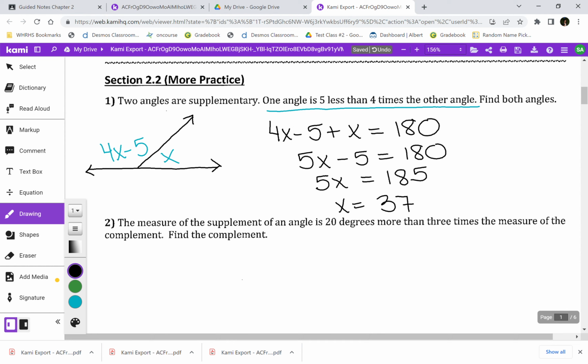All right, we want to find both angles. Well, we know X is 37 degrees, so one angle is 37 degrees. The other angle is 4X minus 5, and that's going to equal, who has an answer for me? No? Well, 148. Close. Not 148. Milo? 143. You got it.